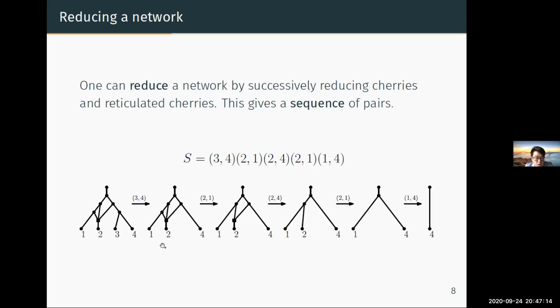And here we see that 2, 1 is a reticulated cherry, 2, 4 is also a reticulated cherry, but we choose to reduce 2, 1. And of course, that deletes the edge between the parent of 1 and the parent of 2, and we end up with this network. Now we reduce 2, 4, delete this reticulation edge, we end up with a tree, and then it's just a matter of finding cherries and then picking the leaves from it, right?